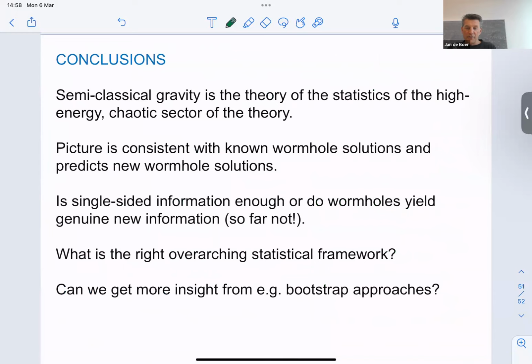Yes, sorry for going over time considerably. And in any case, I hope to have convinced you somewhat that semi-classical gravity is a theory that is statistical physics, and it's the statistical physics theory of the high energy sector of the theory. As far as we know, it's consistent with wormhole solutions and it predicts wormhole solutions. And so far, the whole framework seems to be self-consistent. It is tempting to think that by adding bootstrap approaches and bootstrap information, we might be able to do even better.